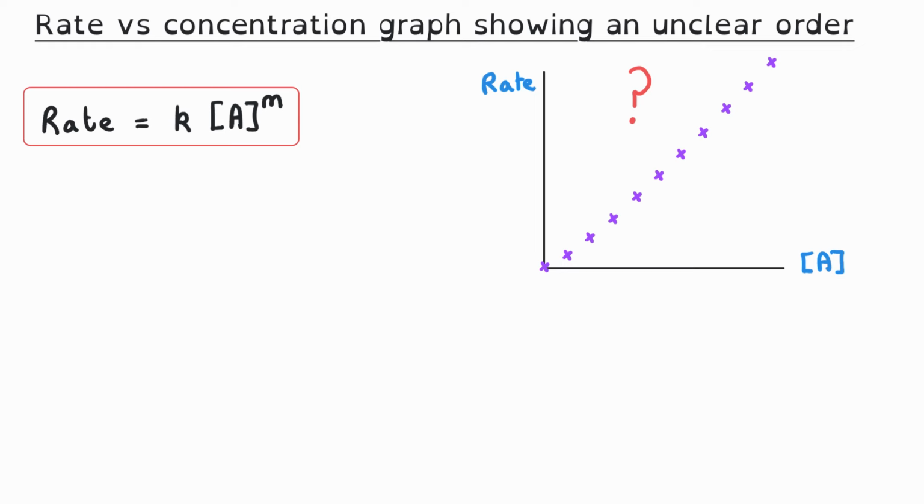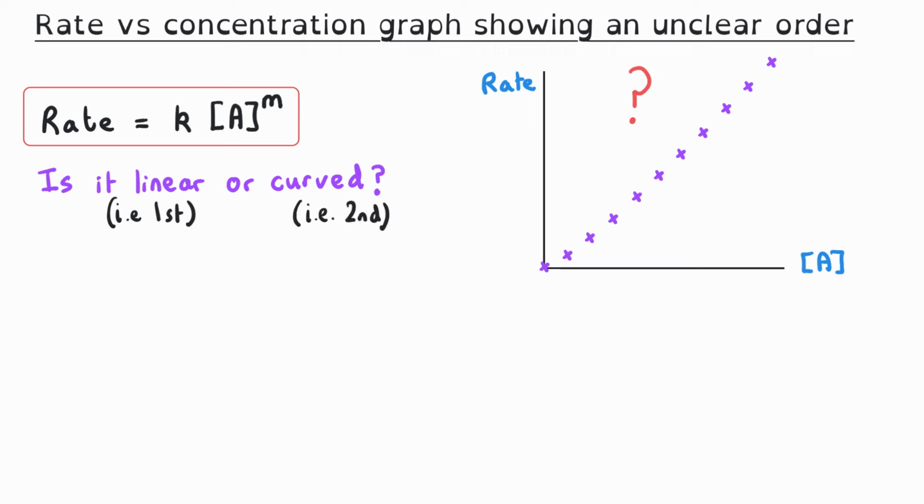And so if we take the rate equation where rate equals k[A]^m, and the graph that I'm showing here, it isn't obvious whether this is a straight line or a curve. And so we're wondering whether this is linear and therefore first order, or whether it's curved and therefore second order. In cases like this, we can actually arrive at an answer by taking logs of the rate equation.